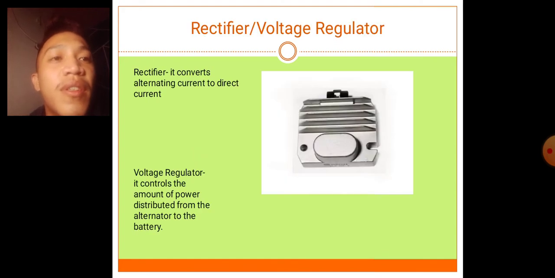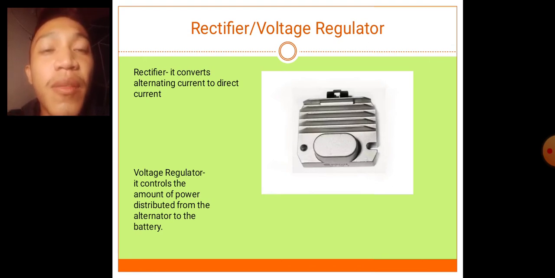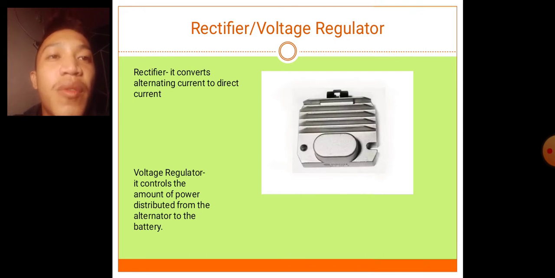The next one, rectifier or voltage regulator. So what does a rectifier do? A while ago, I said that an alternator only produces AC, but because of this rectifier, it converts alternating current to direct current. So why is that so? Because a motorcycle needs a DC output so that it will run its electrical system. That's why a rectifier is used for the conversion of the power.